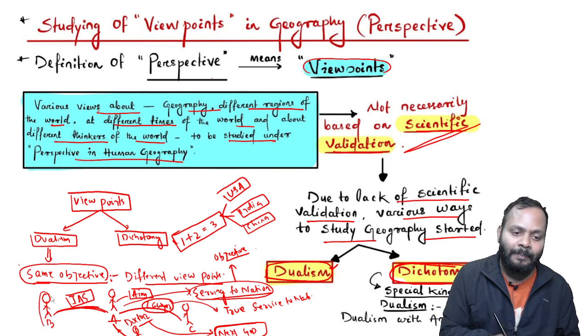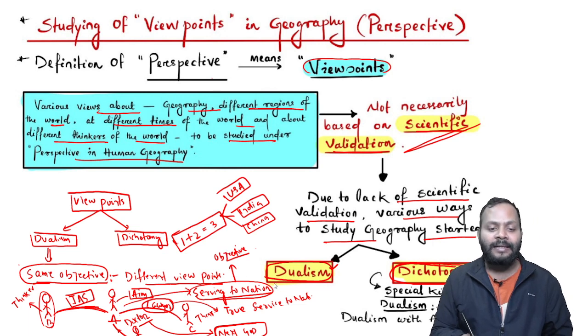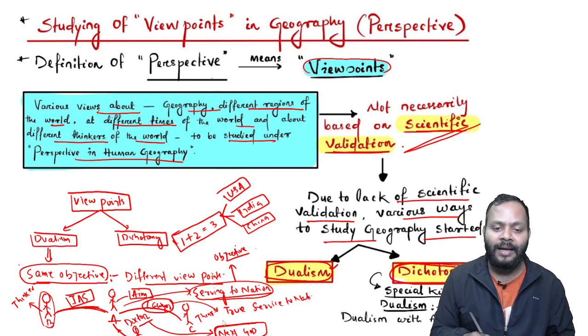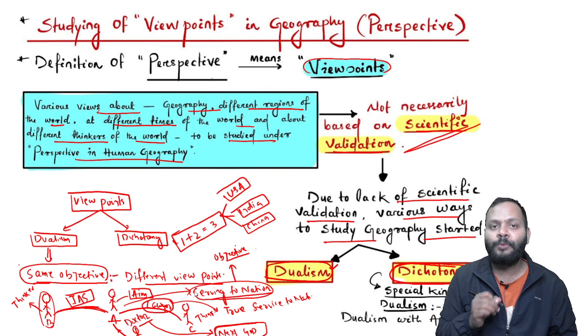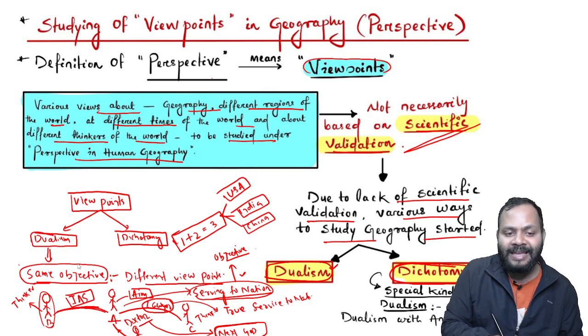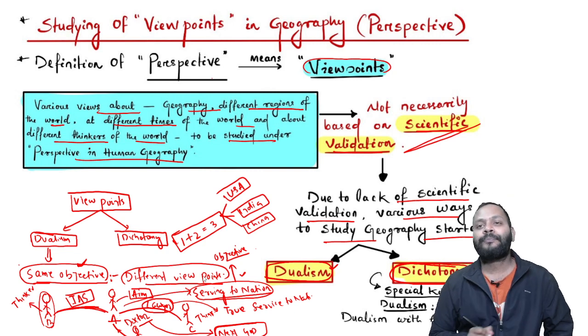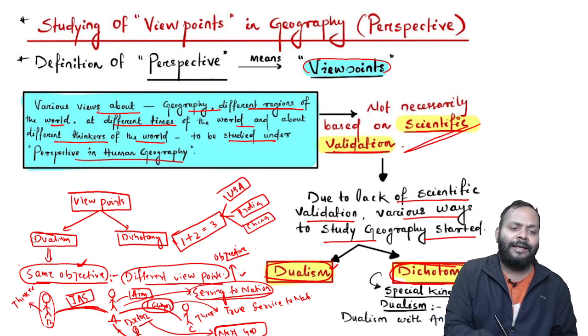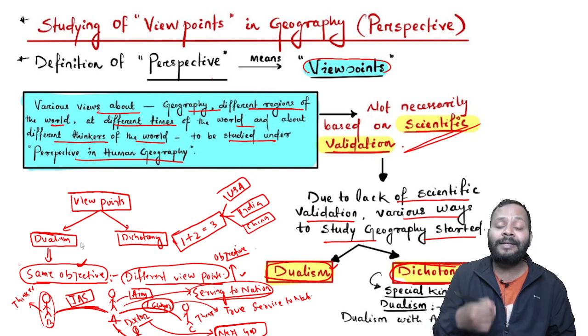Now tell me, if I say B is a thinker, C is a thinker, and D is a thinker, A, B, C, D all are thinkers, if I say everyone is a thinker, can I say these are multiple viewpoints considering the same objective? This is called what? Dualism. The objective is the same, but the viewpoints are different. That is called dualism. Now sometimes the viewpoints are different, but sometimes the viewpoints are complete opposite.